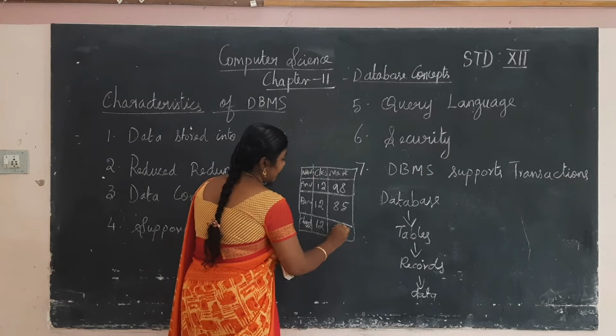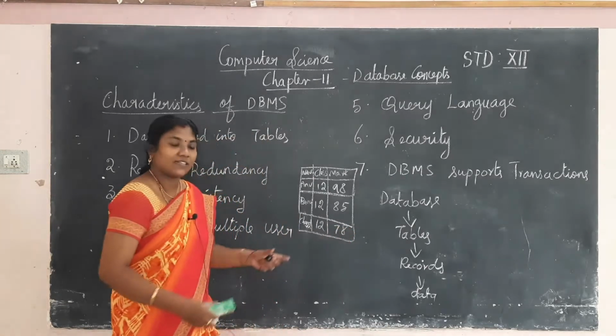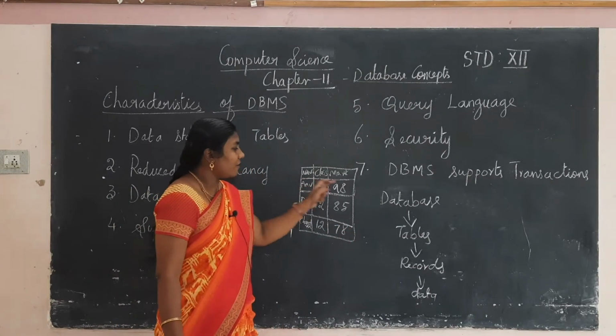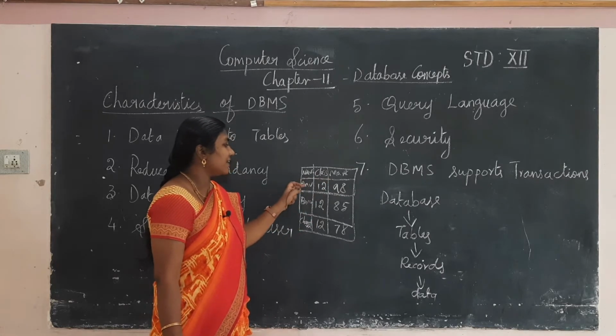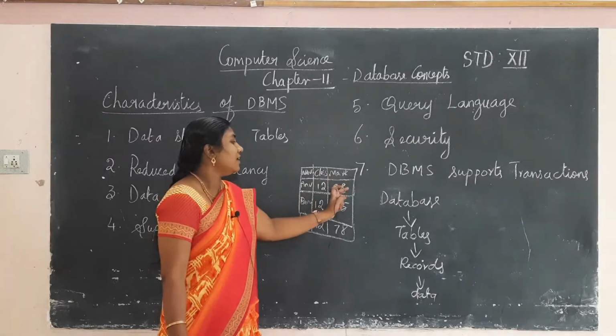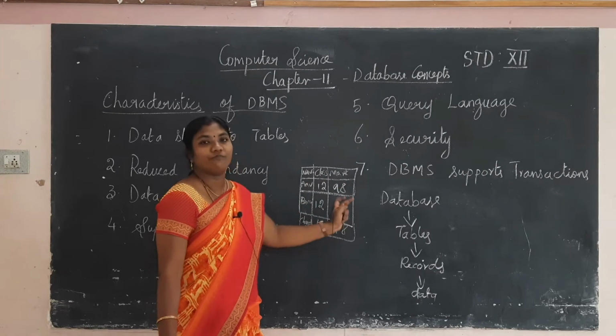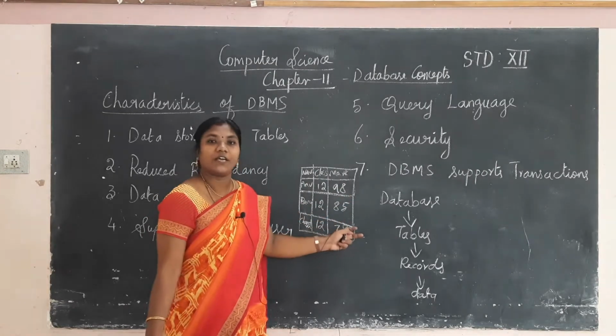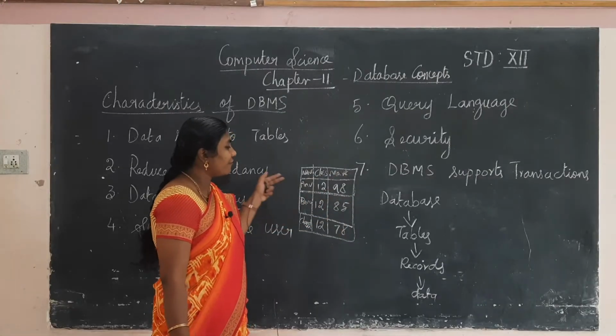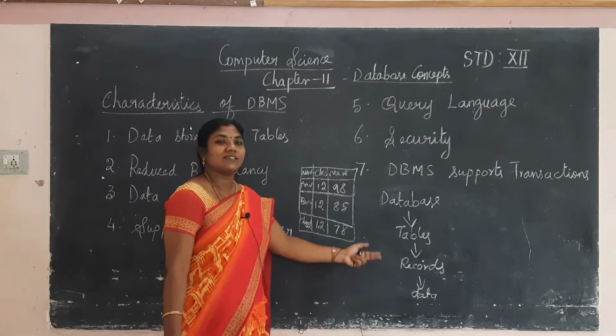Same class and he got 78. So this is the record of Anu. Anu's record denotes that Anu has secured 98 marks. This is the record of Banu and this is the record of Chandru. So a table is a collection of records, and a record is a collection of data.